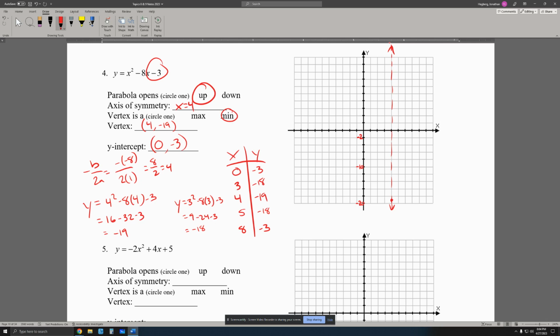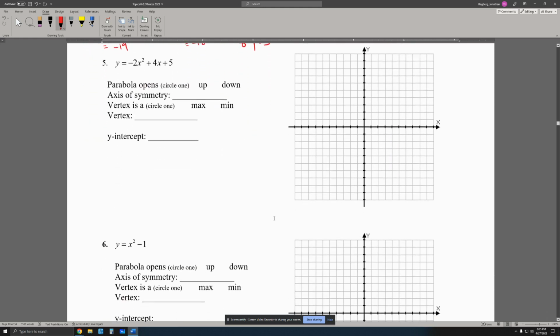Negative 18, negative 20. We have 0, negative 3, so that's going to be just underneath negative 2. And then we also have 8, negative 3. We've got 3, negative 18, so that would be right here, and 5, negative 18. Go ahead and sketch in that graph, nice and curved. Arrowheads pointing up. That nice U shape. All right.